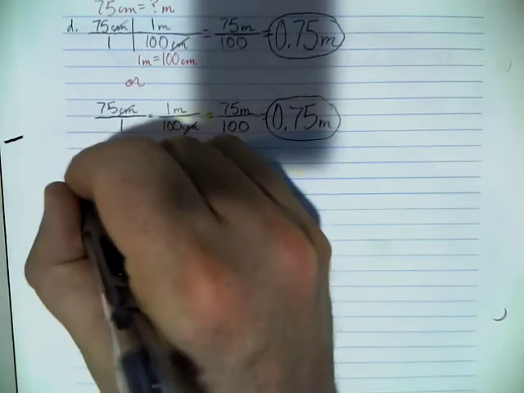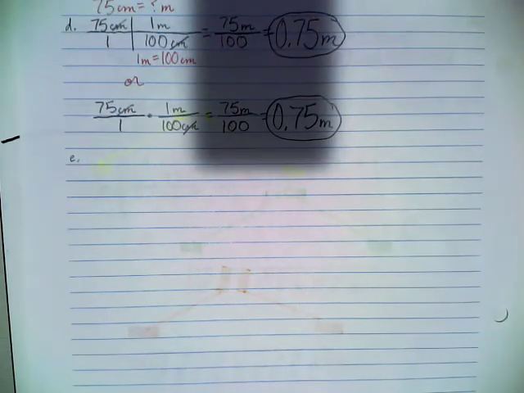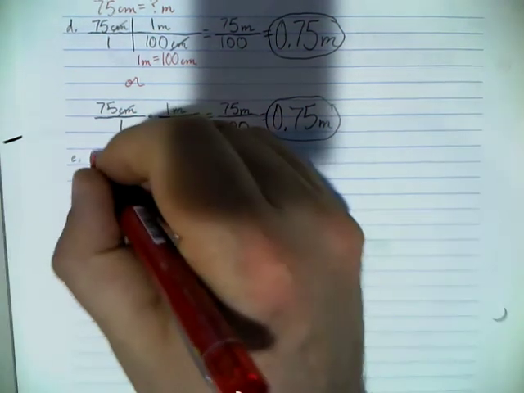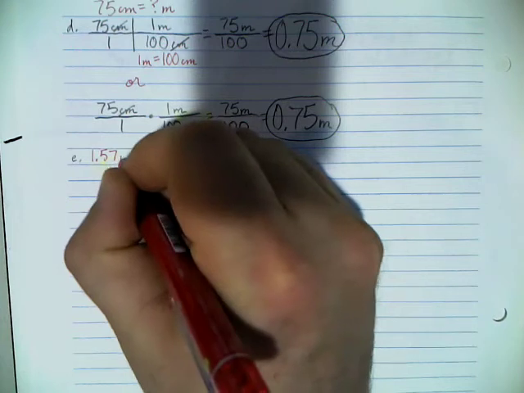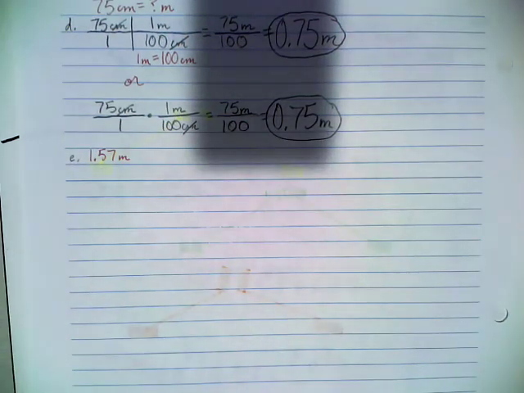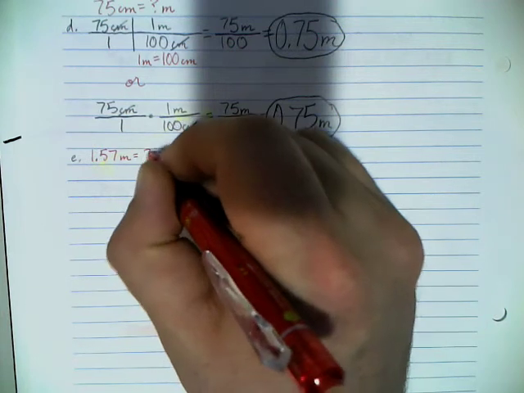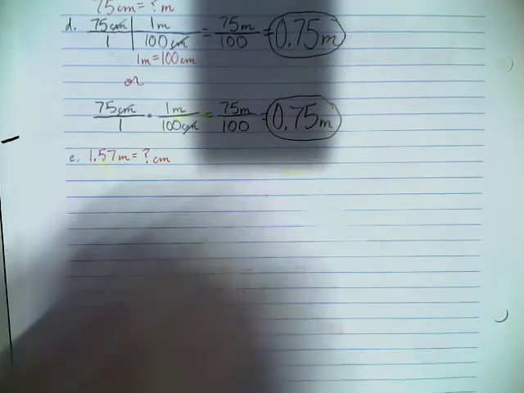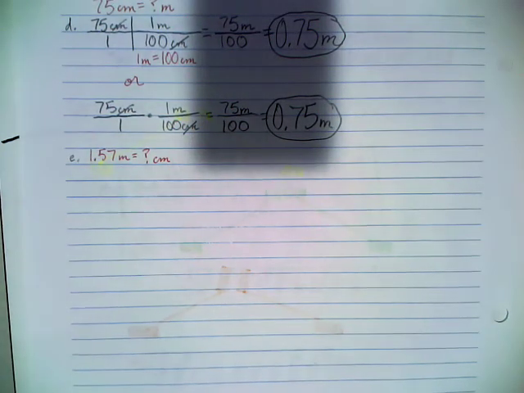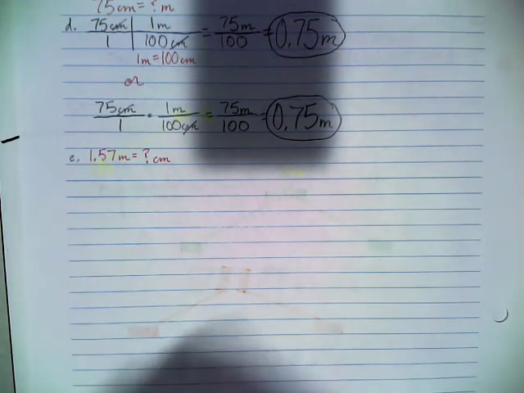All right, moving on to E. So letter E. Carmen's wardrobe closet is 1.57 meters tall. How many centimeters tall is it? So again, we've got a 1.57 meter tall wardrobe closet, and we want to know how many centimeters that is. So that's the problem being asked.